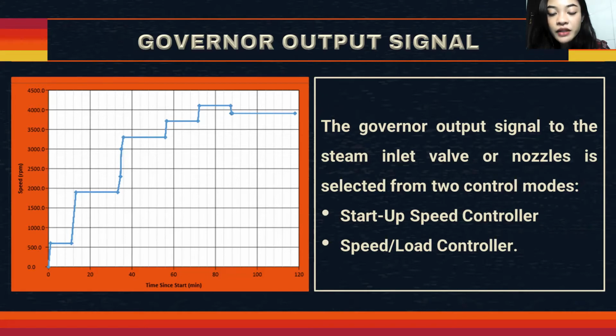The startup speed controller brings the steam turbine to the rated load and speed. Control then transitions to the speed or load controller.